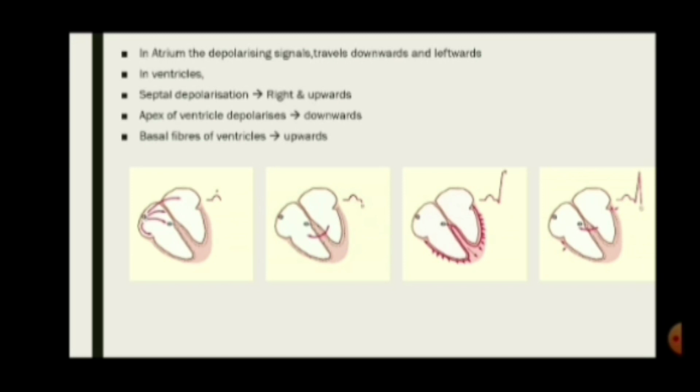But in the septal depolarization, the positive charges are directed towards the right side. So, Q wave is a negative wave. Whereas the apex of ventricle depolarizes downwards. So, it is a positive large R wave. Basal fibers of ventricles depolarize upwards towards the right side. Hence, the S wave is a negative wave.